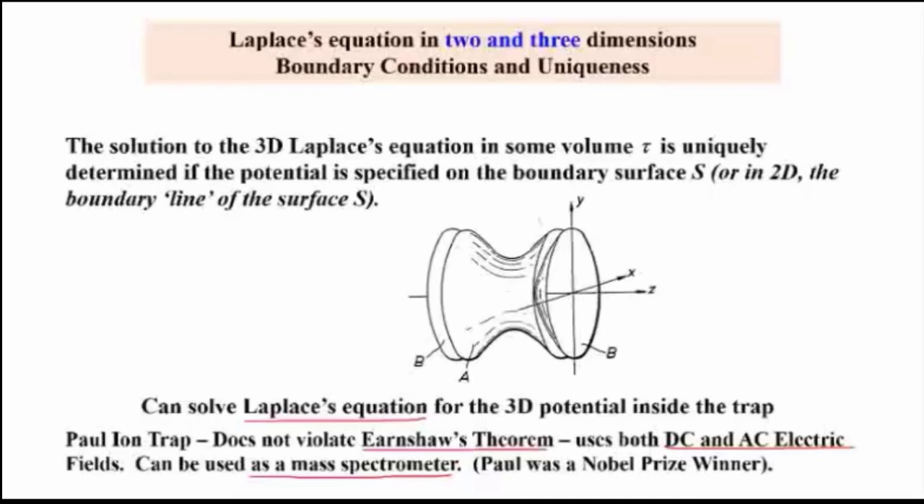The inventor of such an electrode structure was Wolfgang Paul, and he's a Nobel Prize winner for this type of devices that he made. He made several other types of mass spectrometers using electrostatics and oscillating fields.